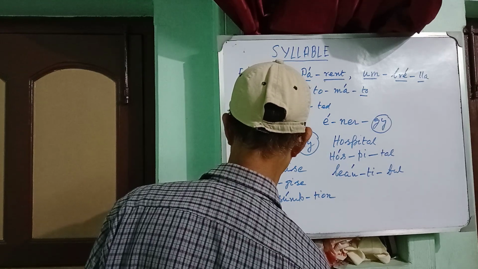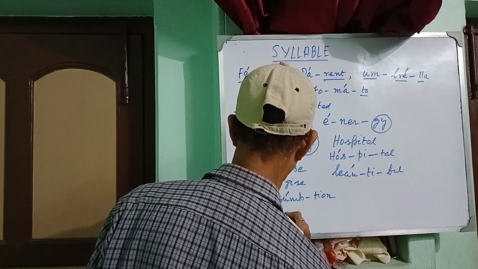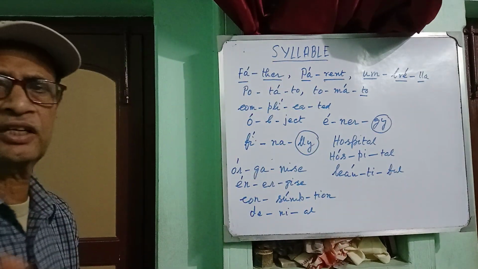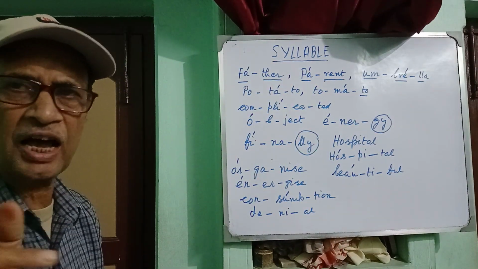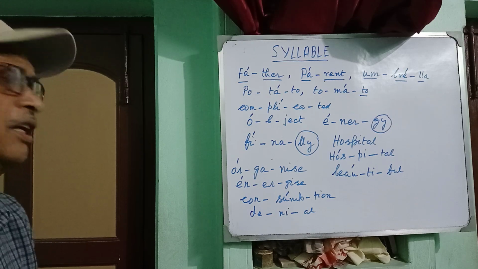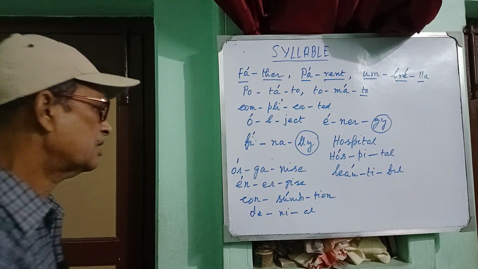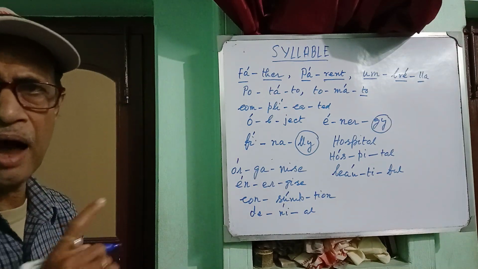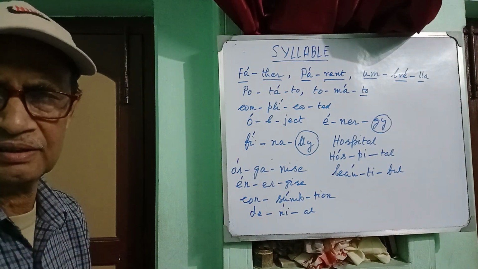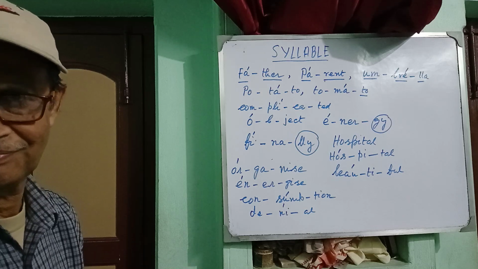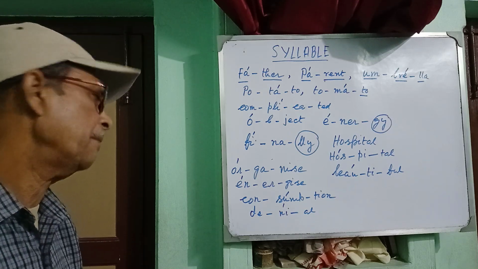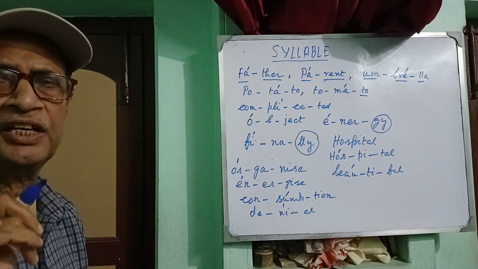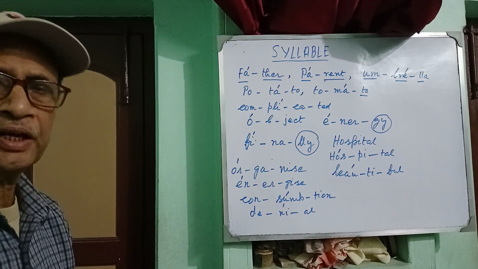For example, denial. D-N-I-A-L. There are three syllables. That is a trisyllabic word. Then where shall you give the stress? At the middle syllable, NI. Denial.